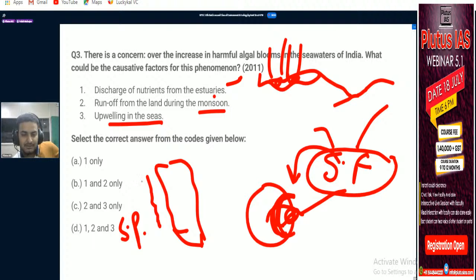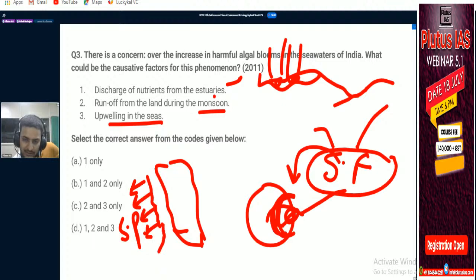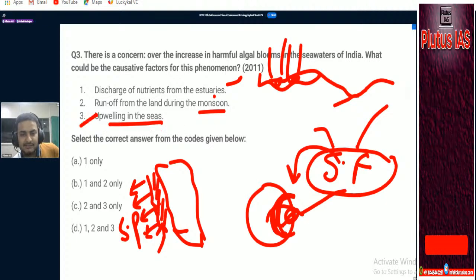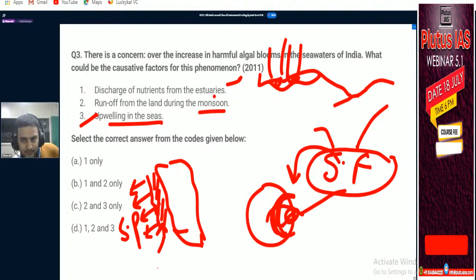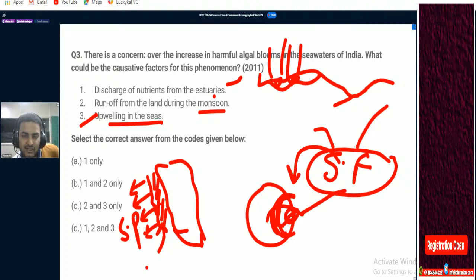So what happens? Through movement of air, this water on the surface moves towards west. It's due to flow of air. So what happens? The water from the layers below it comes to the surface. Okay, this is upwelling in seas. And since this water is coming from the layers below, it comes with a large amount of nutrients. These layers have a large amount of nutrients, and this leads to nutrient enrichment of this area.